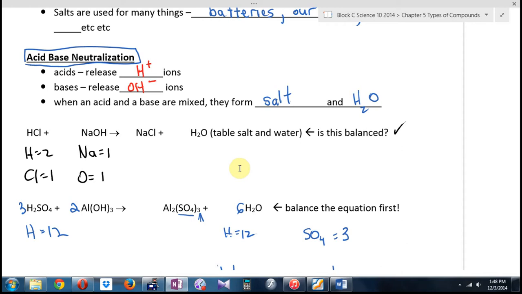This is our first time where we're starting to predict the outcome of a reaction. I'm giving you the reactants, and you're saying, I can figure out the products.